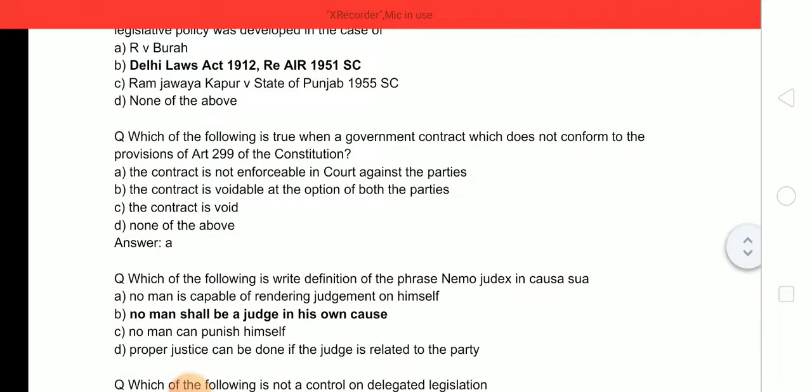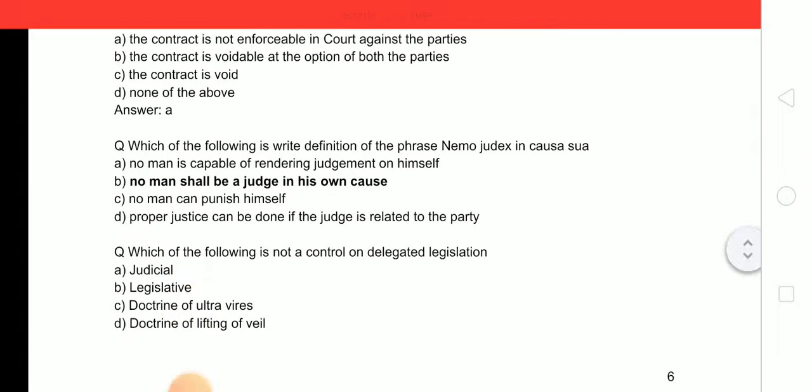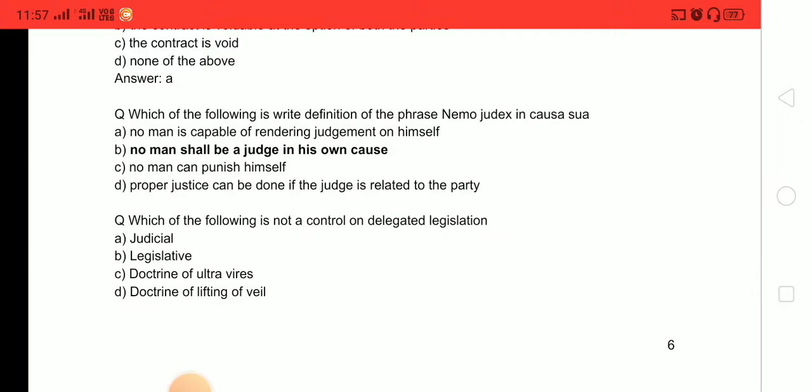Next question, which of the following is true when a government contract does not conform to the provision of Article 299 of the Indian Constitution? Answer is A, the contract is not enforceable in court against the parties. Next question, which of the following is the right definition of the phrase nemo judex in causa sua? And the answer is, no man shall be a judge in his own case. This is the right meaning.